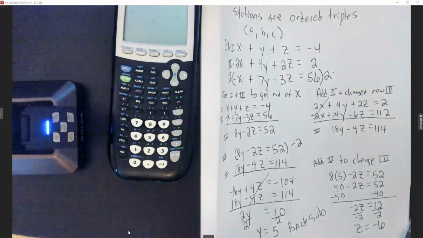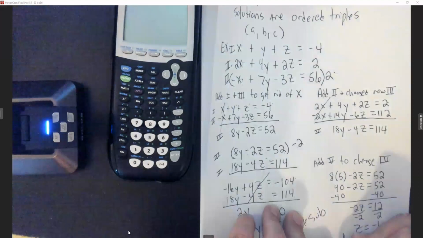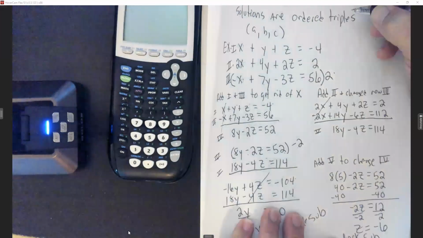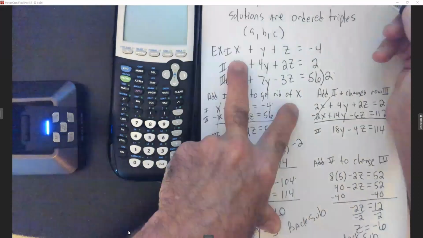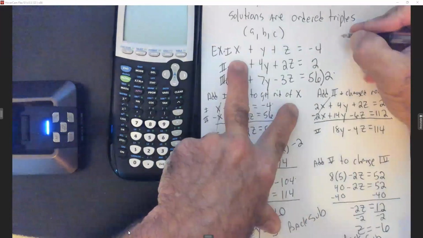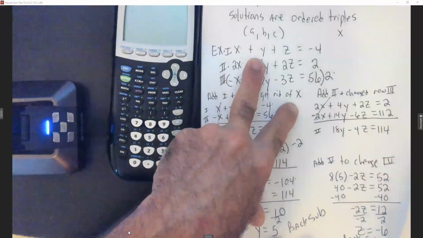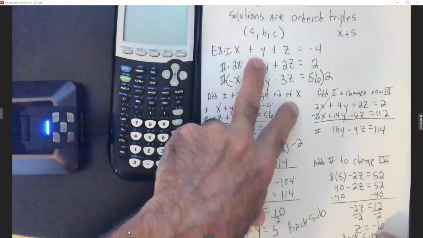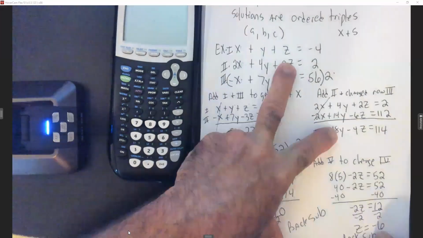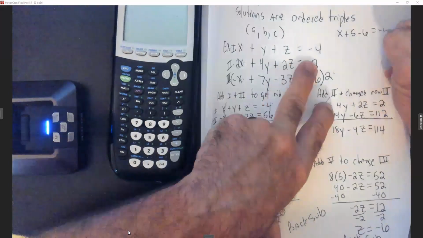Okay, so I'm going to back substitute that one right here. So I still got to back substitute. But so I don't have to go to the back of my paper, I'm going to back substitute it here. I don't know the x yet. I do know y. Y was 5. So that's going to be x plus 5 plus my z. Well, I know my z is a -6. That's all going to equal a -4.